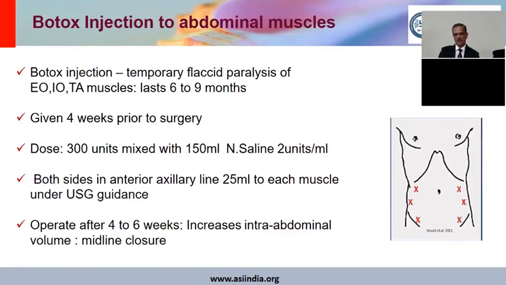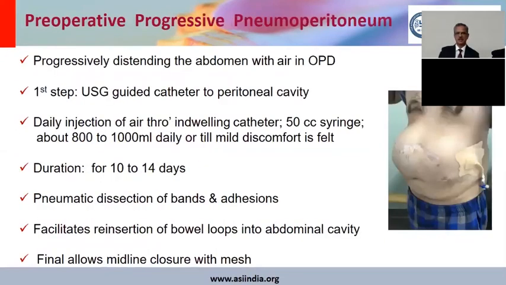So after this, wait for 4 to 6 weeks. This increases the intra-abdominal volume and ultimately allows the midline closure. So that is about Botox injection. Many times this is combined with preoperative progressive pneumoperitoneum, or sometimes one of these two procedures may be sufficient.